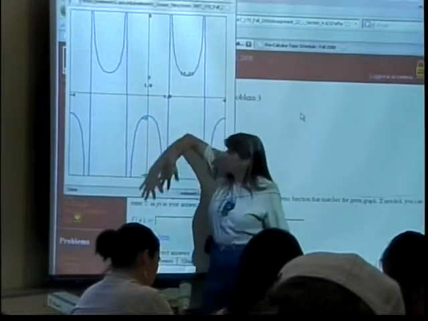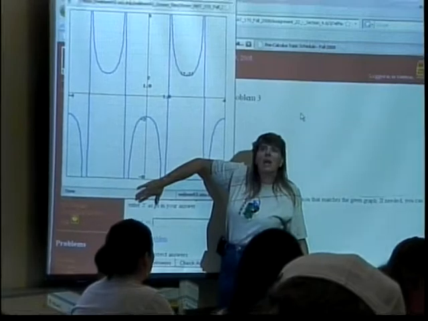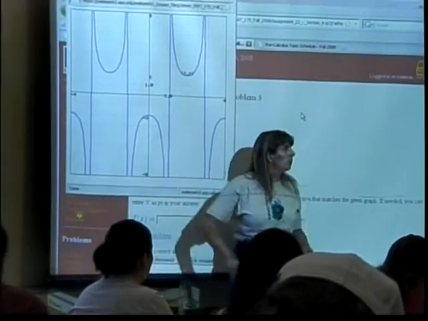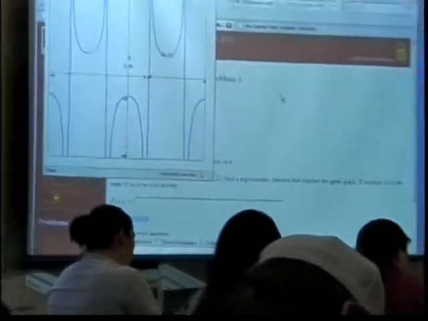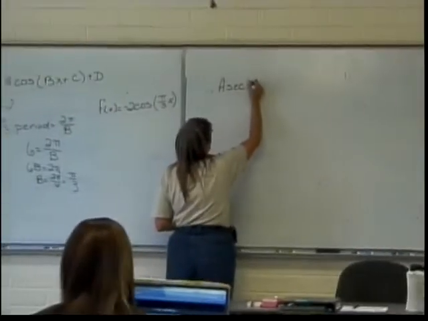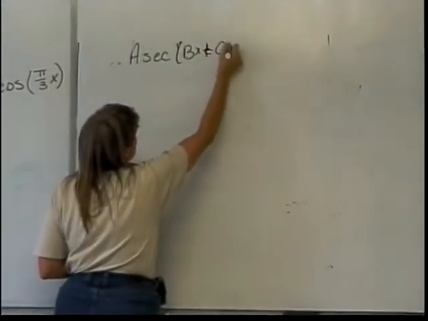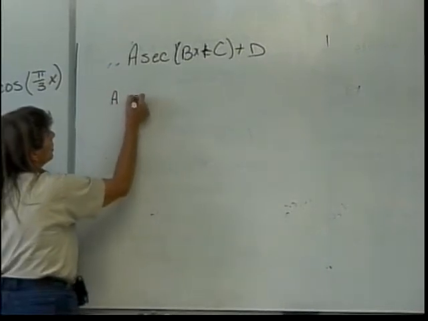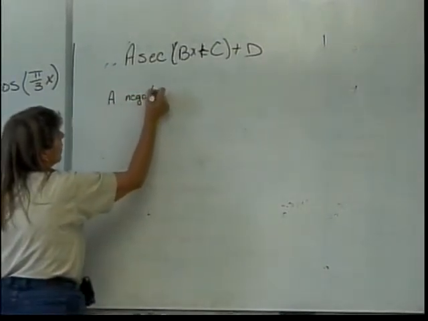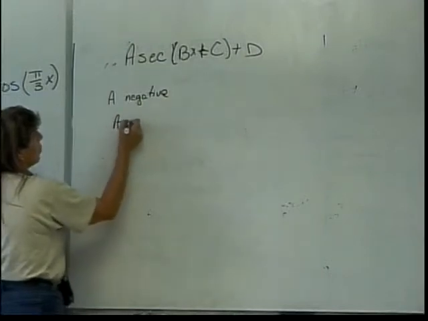So in order to get it to be flipped over and down here, what would I need? A negative. So this is going to be written as a secant, so I will have a secant of dx plus c plus d, and my a is going to be negative. So now I have to figure out what it is. So a is going to be negative what?